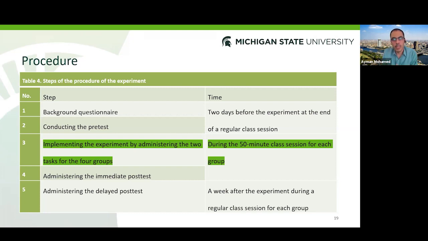All the pre-test and the post-test were done through Qualtrics online. The immediate post-test was done immediately, and then a week later was the delayed post-test.